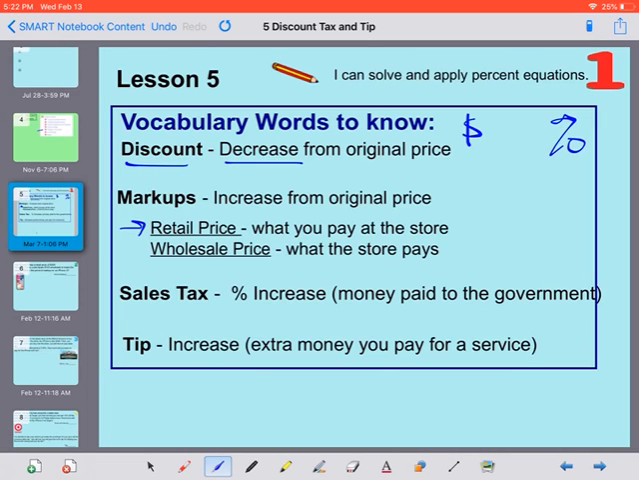If you're going to a retailer, a store, you have to pay whatever price it says on the shelf at the store. However, the store doesn't have to pay as much as you do. They have to pay what is called a wholesale price. So they pay less than what you pay so that the store is making money.